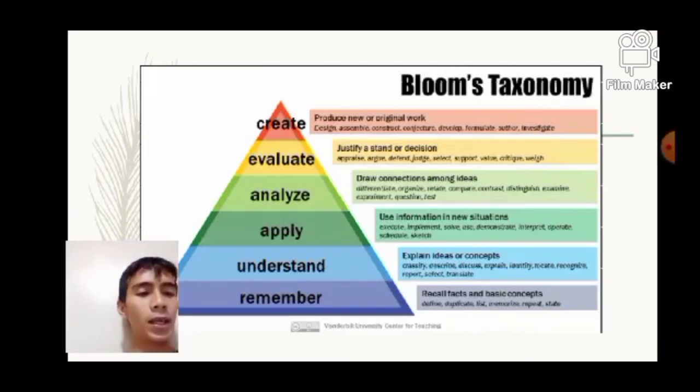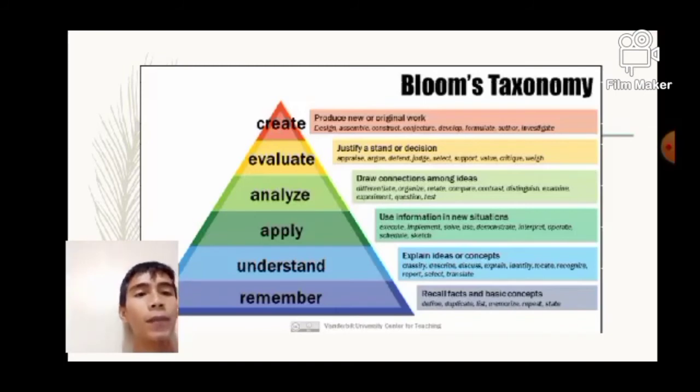Bloom's taxonomy. Mao ni siya ang Bloom's taxonomy. Remember: recall facts and basic concepts. Almost everyone has this skill since we are used to remembering things, understanding, and explaining ideas or concepts. As we get older, we tend to easily understand the concept rather than being against it.